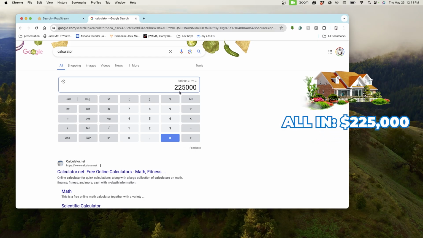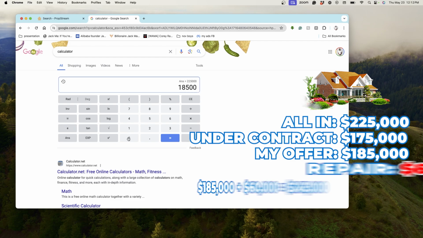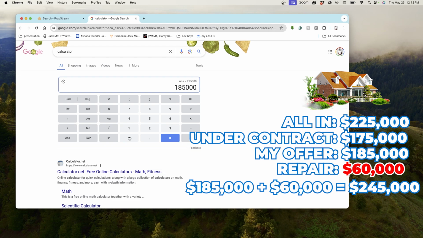As investors, we all want good deals. Who doesn't want a good deal? All right, so they want to be all in on this property at $225,000. I'm getting it for $175. I'm trying to sell it for $185. Now, let's look at the numbers, right? Okay, so what we're gonna do is, if I'm trying to get it at $185, all right, and plus 60,000, that puts them at $245.